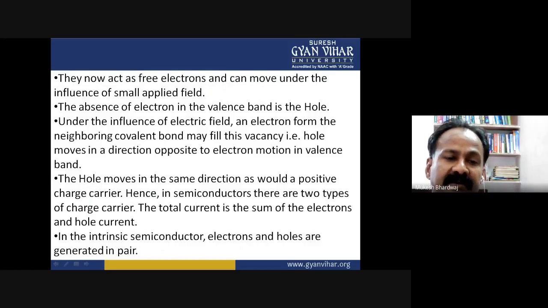In an intrinsic semiconductor, electrons and holes are generated in pairs. Obviously, they are in pairs, because when electrons take participation in conduction, they leave a vacancy over there, and that vacancy is known as a hole. So when any electron takes participation in conduction, it creates a vacancy or a hole. So we can say that in an intrinsic semiconductor, electrons and holes are generated in pairs.